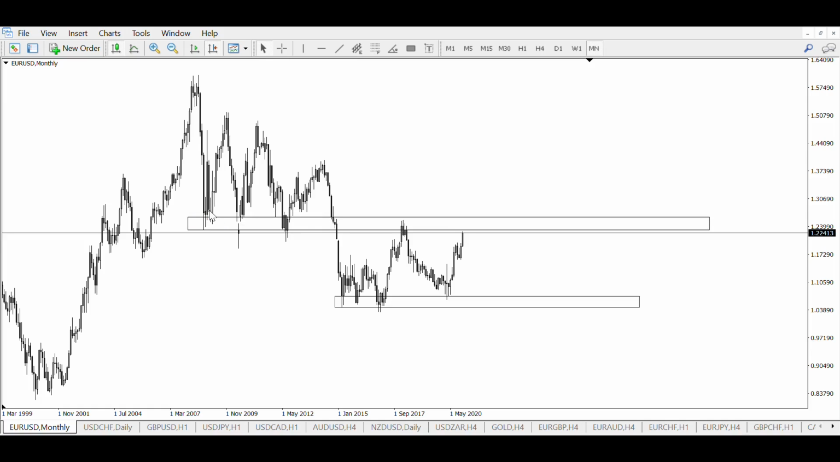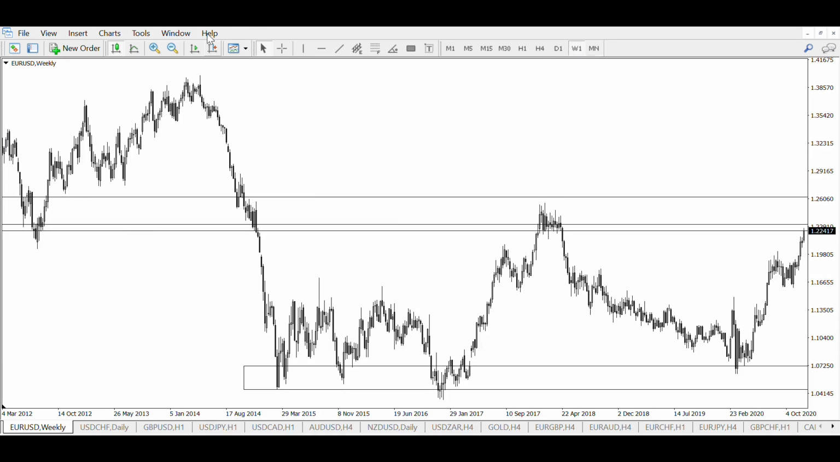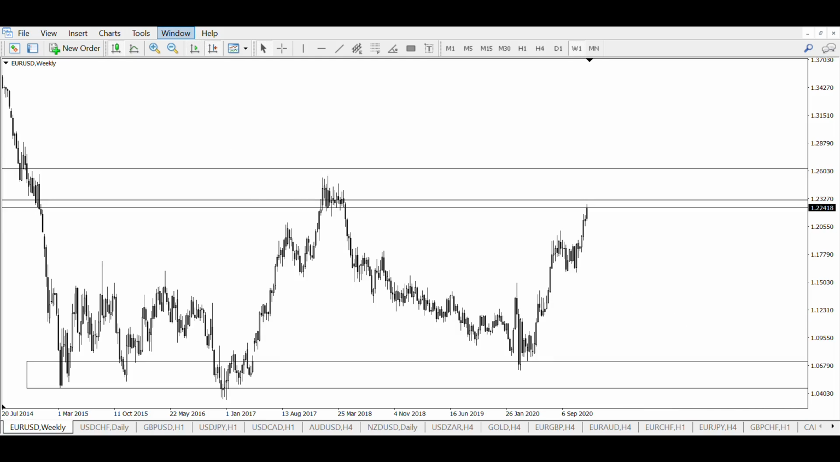So as you can see, price is within, I wouldn't say a consolidation zone, but price has been moving in this level and it hasn't broken out yet. So I'm going to switch to the weekly time frame now, just so that I can get a clearer view of what is going on, and once I have come here, I will see something really interesting.